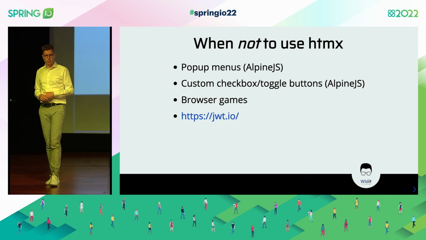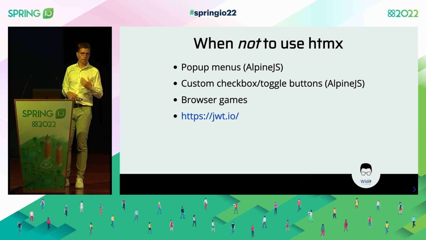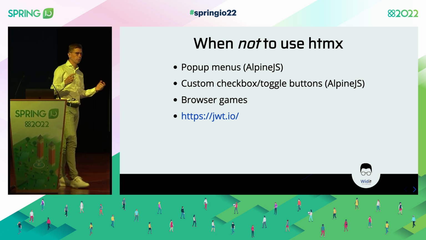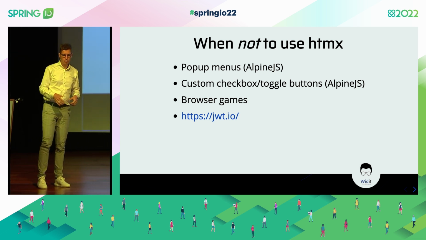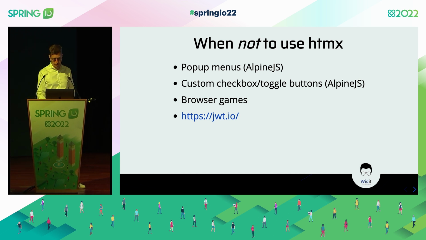And jwt.io, I don't know if you know this, you can put in your JWT token and it will decode it, and it has a big banner like, we do everything on the client side. Of course, you cannot do that with htmx because you're going to the server.